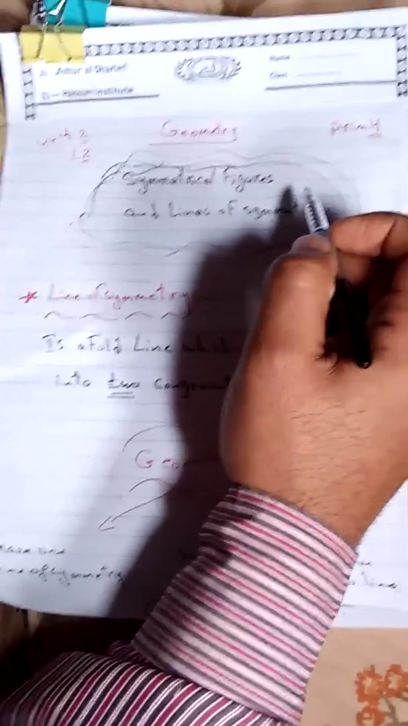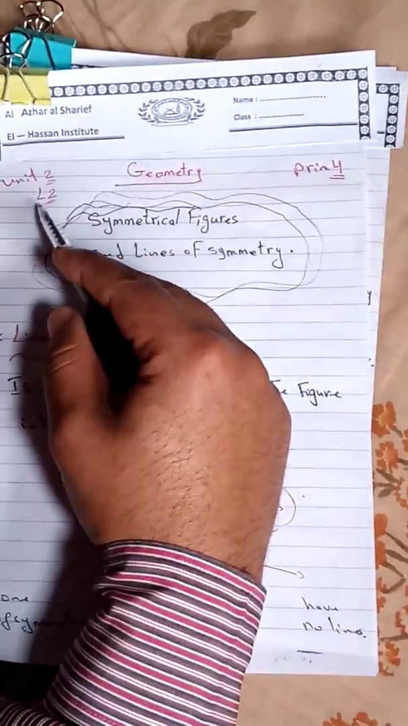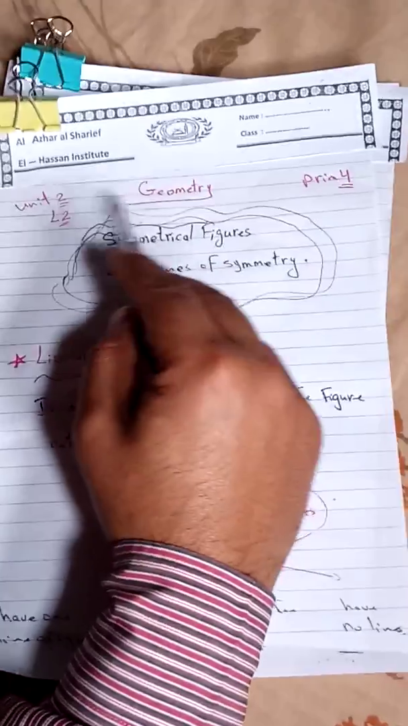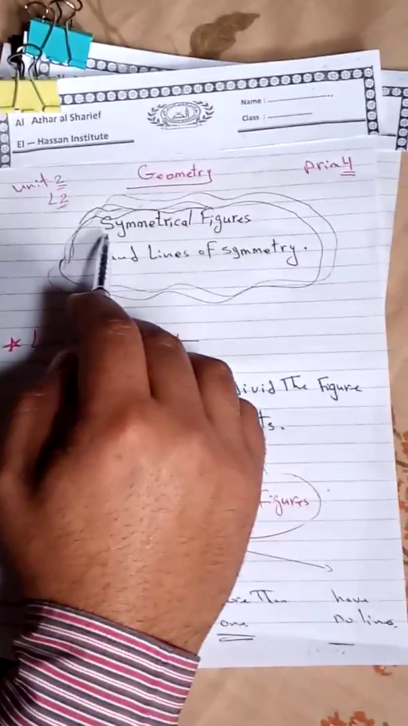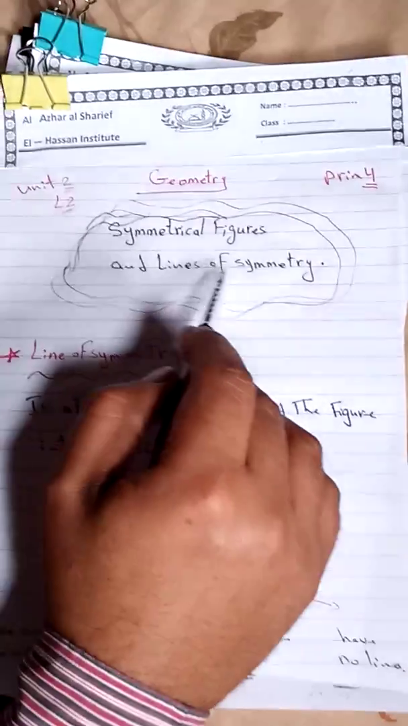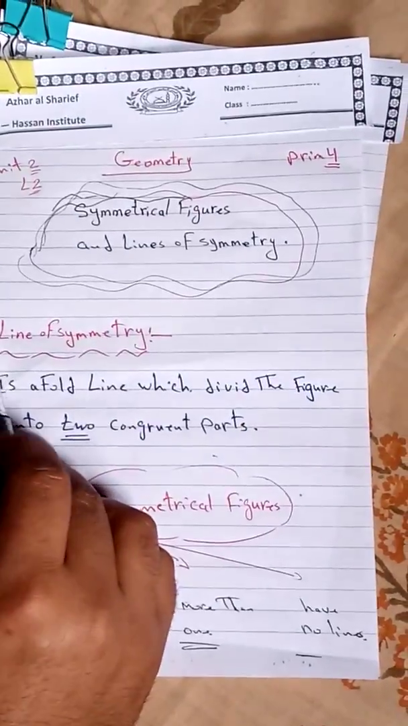My dear students, primary 4, today we have the second lesson, lesson number 2 in unit 2, algebra and geometry. The title of the lesson is symmetrical figures and line of symmetry. We'll start with the meaning of line of symmetry.